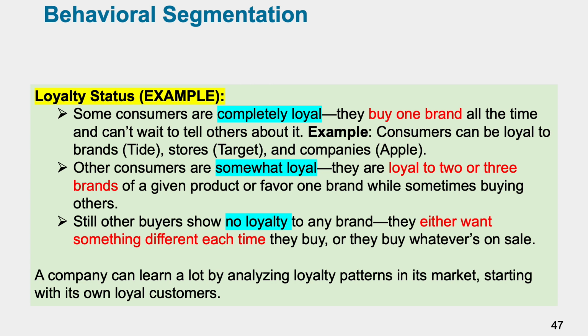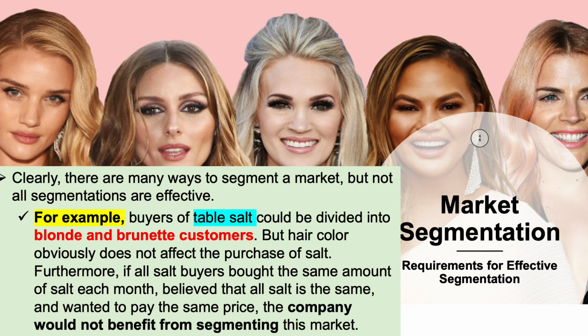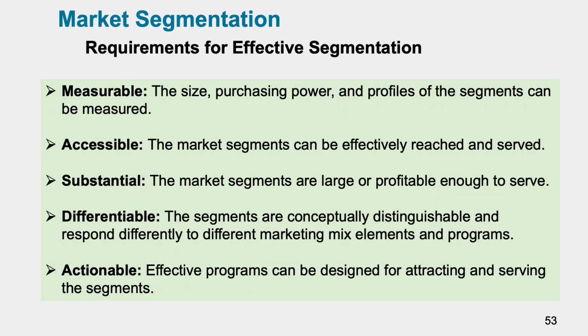Clearly, there are many ways to segment the market, but not all segmentations are effective. For example, buyers of table salt could be divided into blonde or brunette customers, but hair color obviously does not affect the purchase of salt. Furthermore, if all salt buyers bought the same amount of salt each month, believed that all salt is the same, and wanted to pay the same price, the company would not benefit from segmenting its market. Some of the requirements of effective segmentation are that it should be measurable, accessible, substantial, differentiable, and actionable.